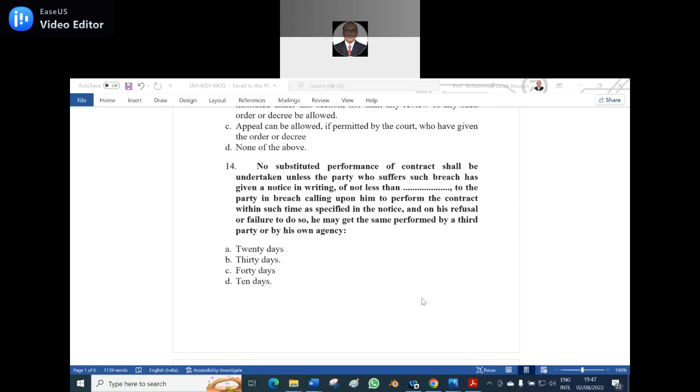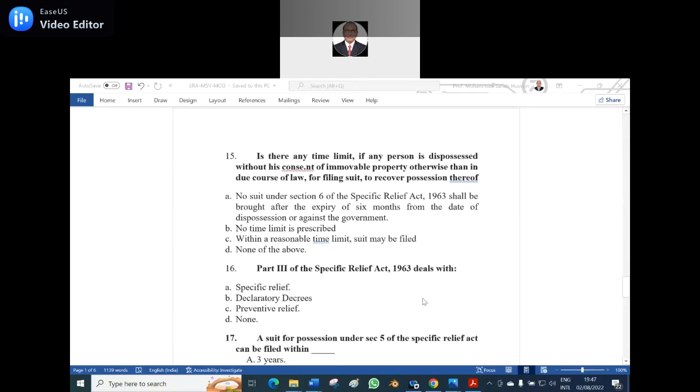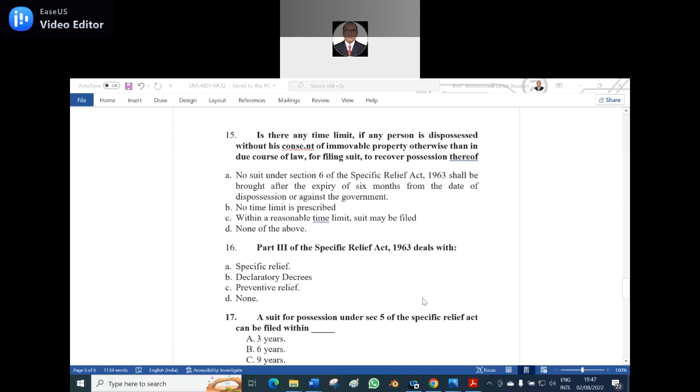15th question. Is there any time limit for filing a suit to recover possession of immovable property dispossessed in due course of law? Option A, no suit under Section 6 of the Specific Relief Act 1963 shall be brought after the expiry of 6 months from the date of dispossession. Option B, no time limit is prescribed. Option C, within a reasonable time. Option D, none of the above. Option A is the correct answer.